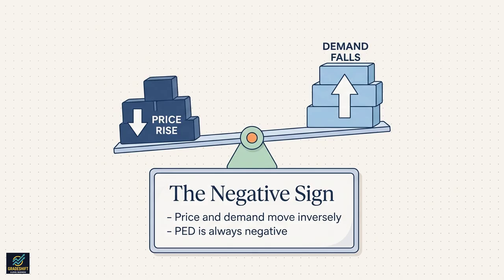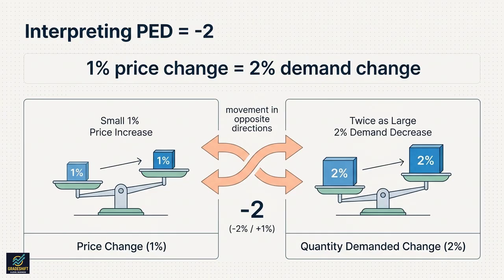You will notice that the result is a negative number. Because price and demand move in opposite directions, the price elasticity of demand value will almost always be negative in your calculations. A value of minus 2 means that for every 1% change in price, the quantity demanded will move by 2% in the opposite direction. The demand reaction is twice as large as the price change.